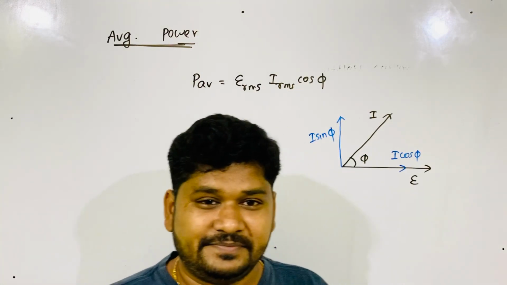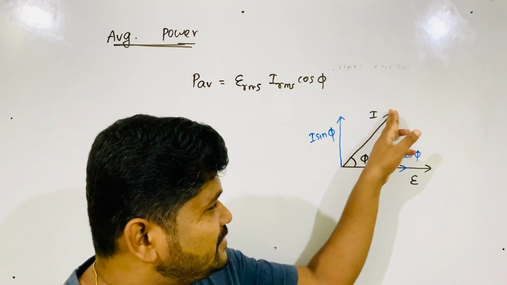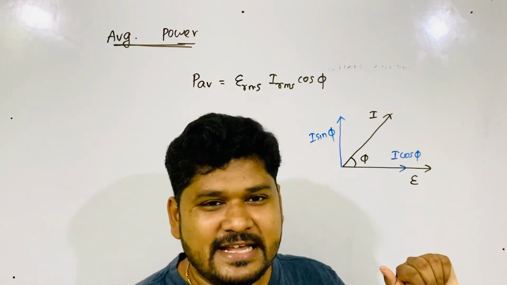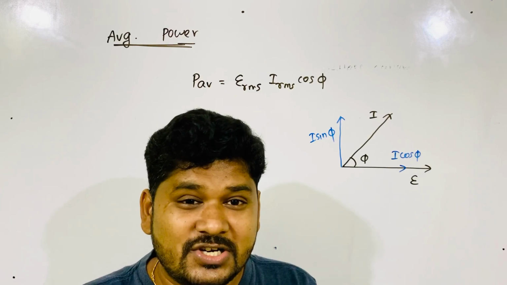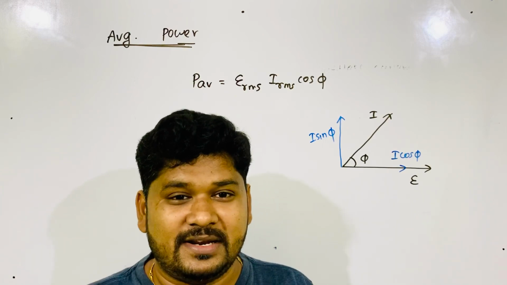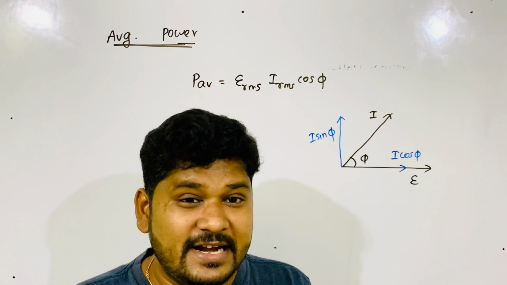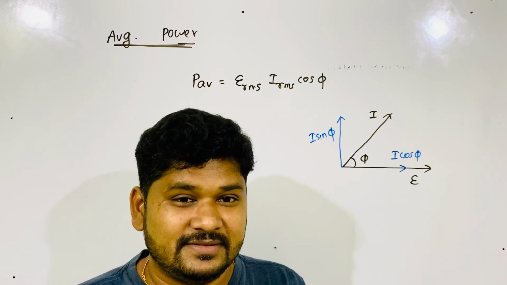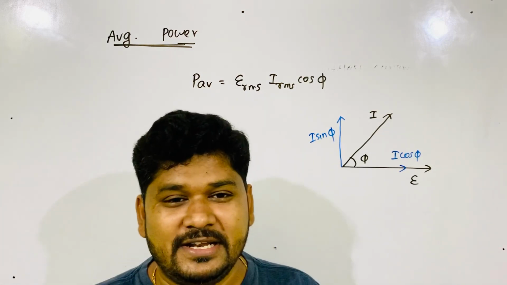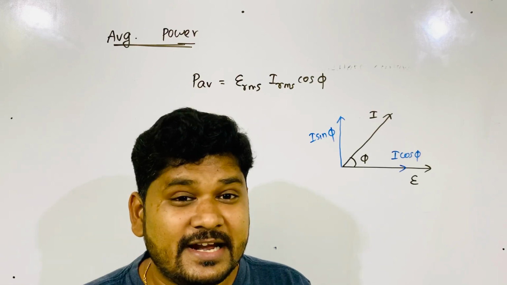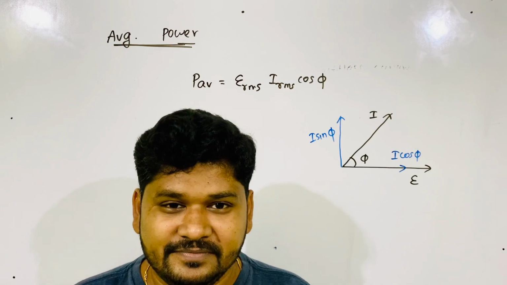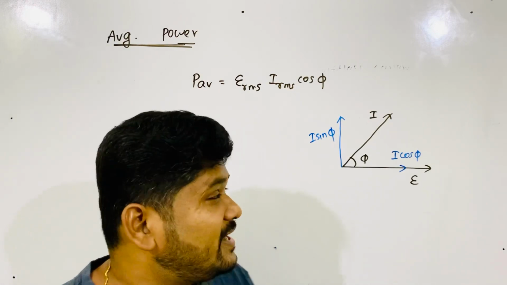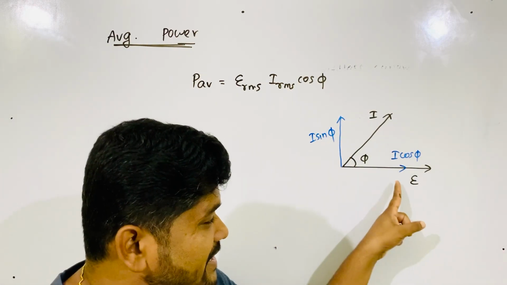Now let's see. The current which passes through the LCR circuit, the whole current is not consuming power. A part of the current is only consuming power. So which current consumes power? I cos phi, which is along the EMF. Which never consumes power? I sin phi, which is perpendicular to the EMF.